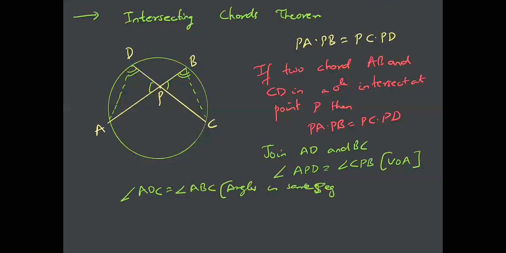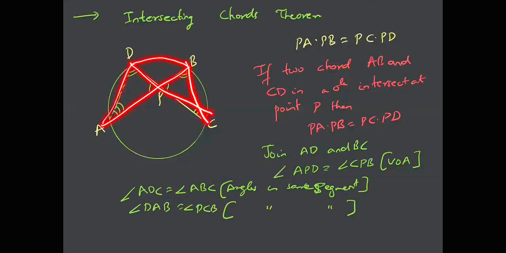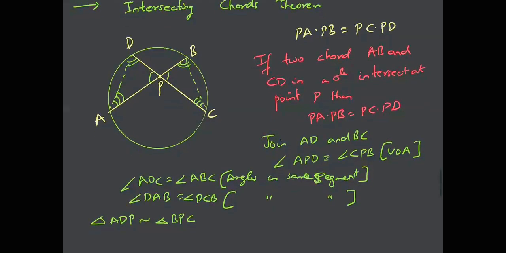Similarly, you can say that angle DAB is equal to angle DCB. These are also angles in the same segment, because this arc subtends this angle, and this arc also subtends this angle. So these two are equal. So this implies that triangle ADP is similar to triangle BPC.